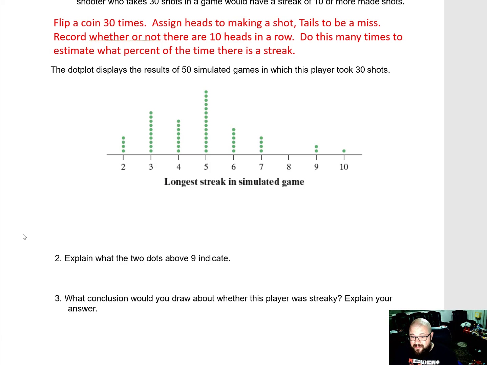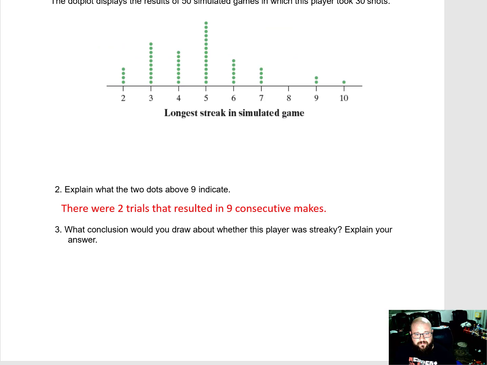So with this, explain what the two dots above 9 indicate. Those two dots above 9 are saying there were 2 trials that resulted in 9 consecutive makes. So out of these 50 games, in 2 of those games where he took 30 shots, he made 9 shots in a row. So again, there were 2 trials that resulted in 9 consecutive makes.